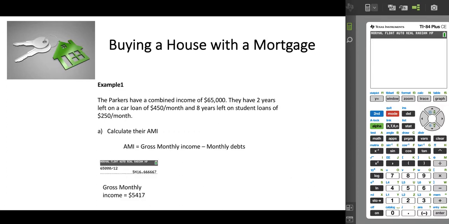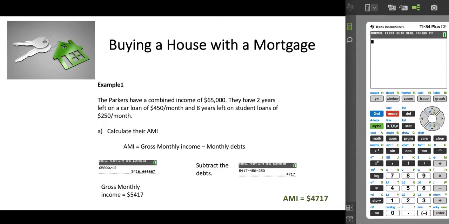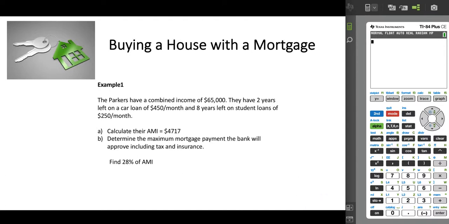So to calculate the AMI, you have to take their gross monthly income and subtract their debts. Well, their gross monthly income, to find that, we're going to have to take their yearly income and divide that by 12. So their monthly income is roughly $5,417. Now we're going to have to subtract those debts. And the debts are $450 and $250. So we'll subtract those from the total, and now they have an adjusted monthly income of $4,717.